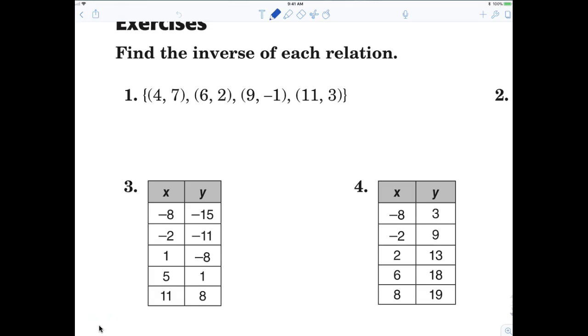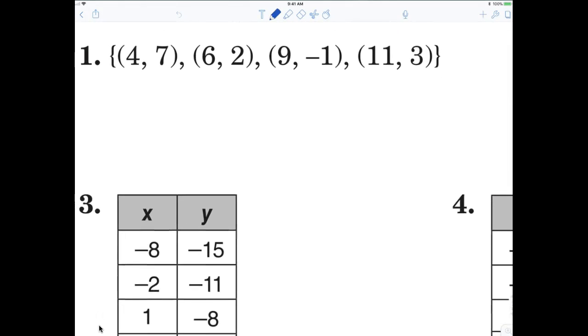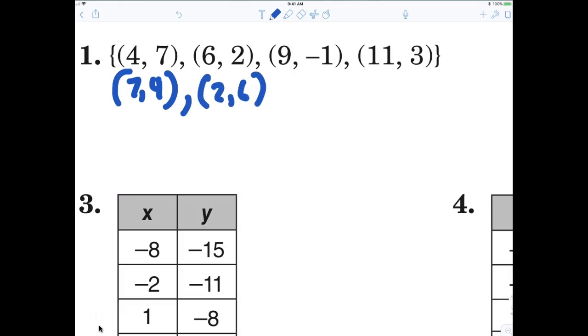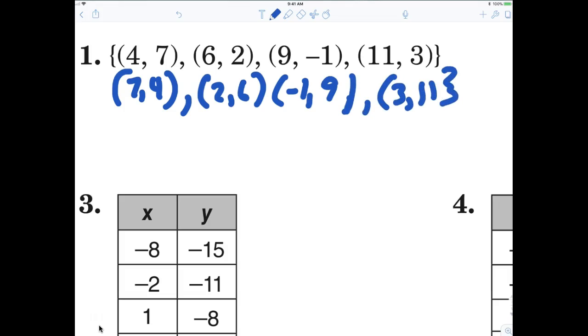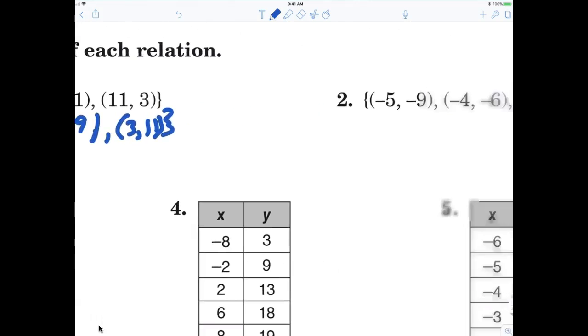That's it. So when I tell you it's that easy, it really is that easy. So what would be the inverse of question number 1? 7, 4, and then it would be what? That's it. No excuses. That's all there is. I told you it's the easiest thing we're going to do all year. Now, let's take a look at question number 2.